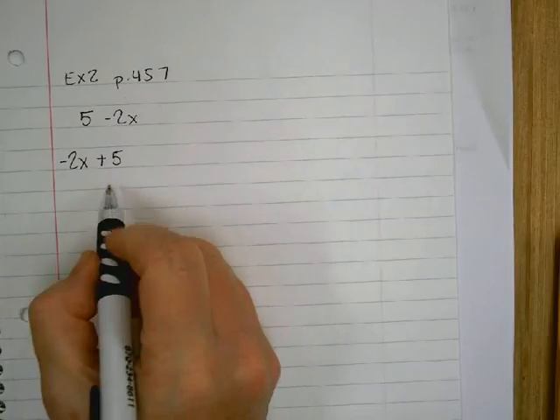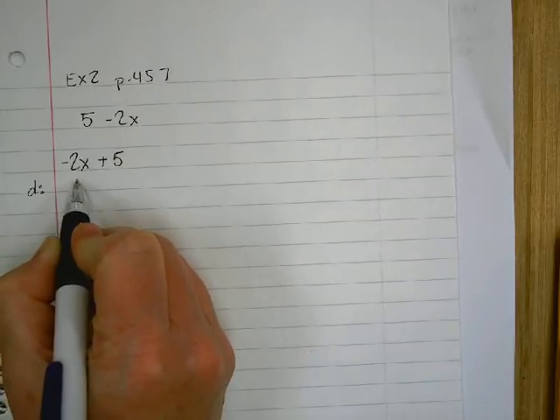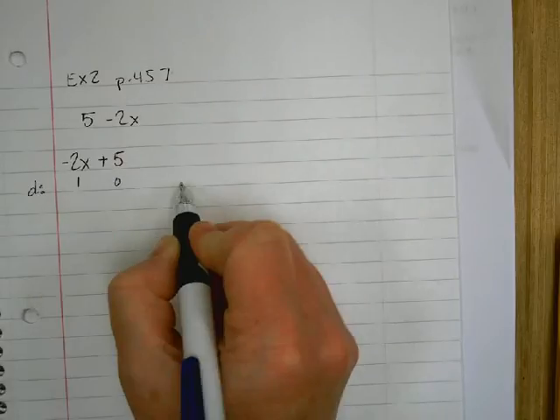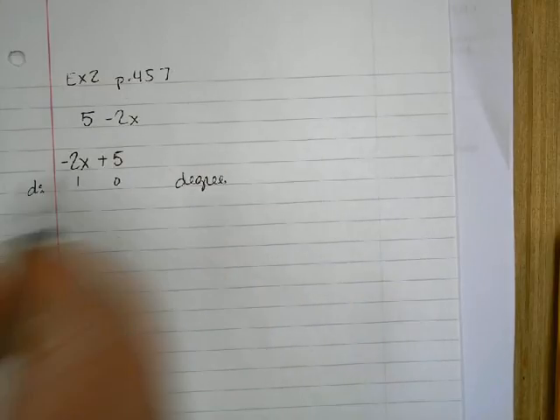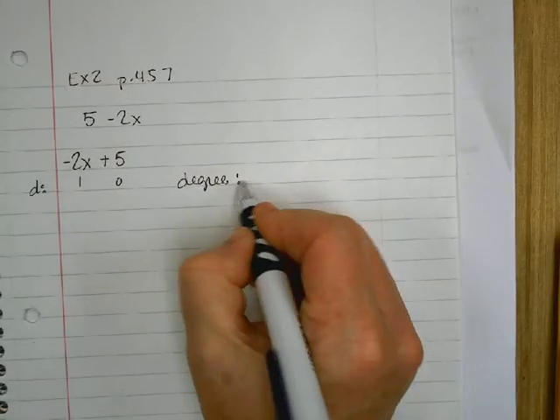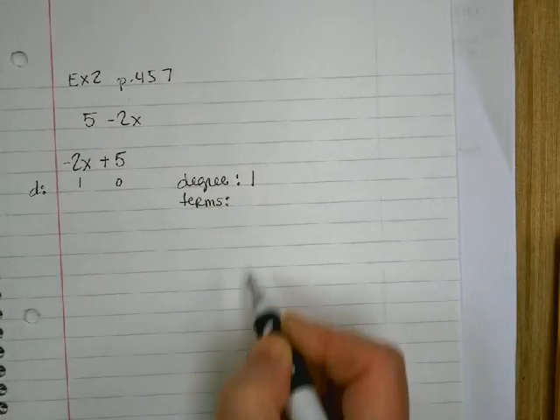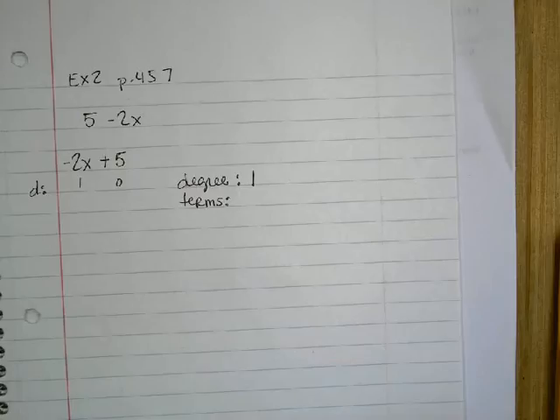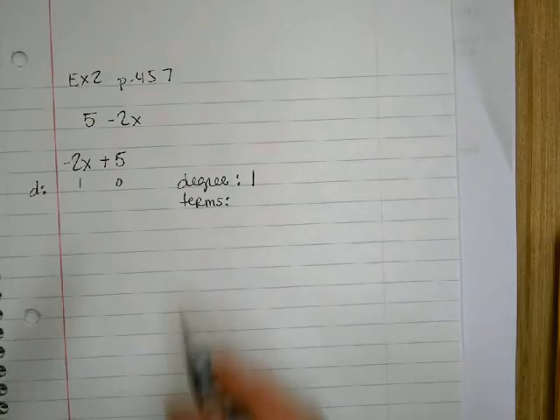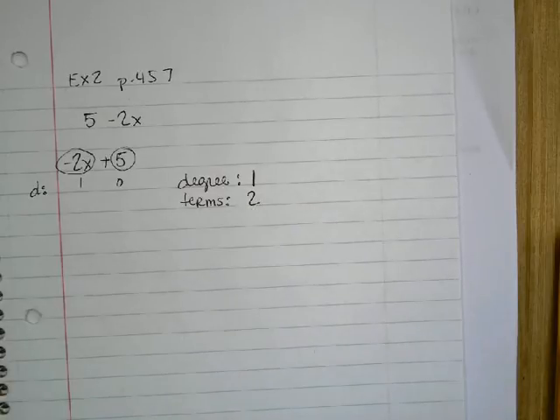Now, tell me the degree of the first term. What's this degree? 0. So the degree of the whole thing is the highest answer you gave me when I went through each term. So it's degree 1. How many terms does this polynomial have? That means how many items are being added or subtracted. And this is an item. Added or subtracted. And this is an item. 2 items.